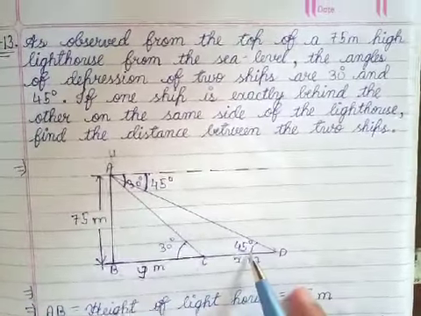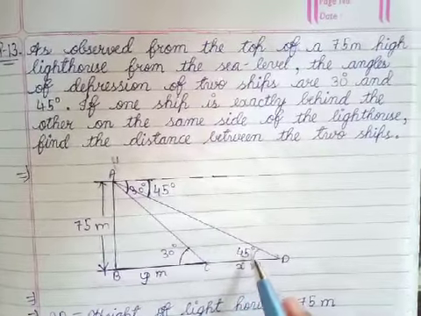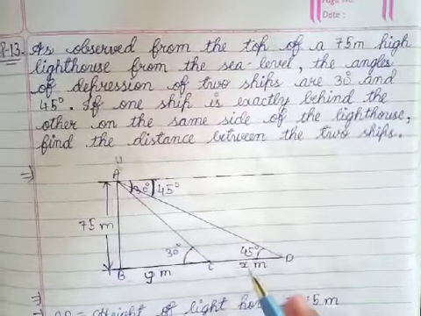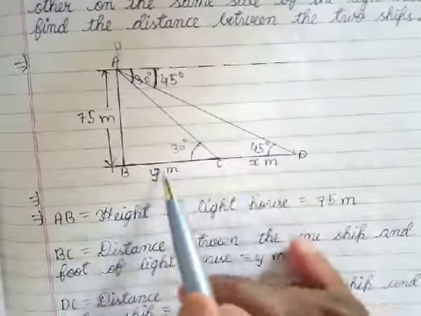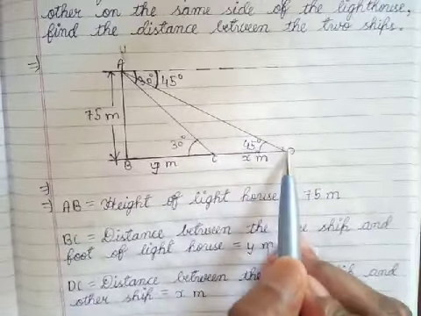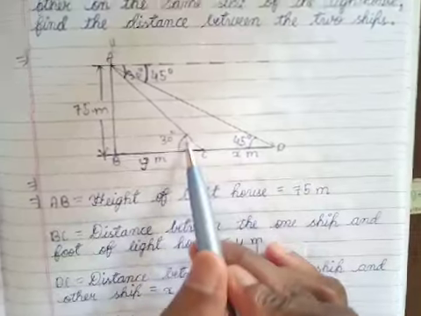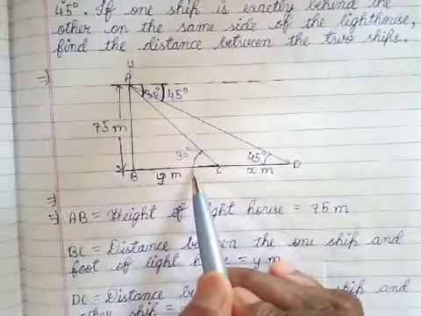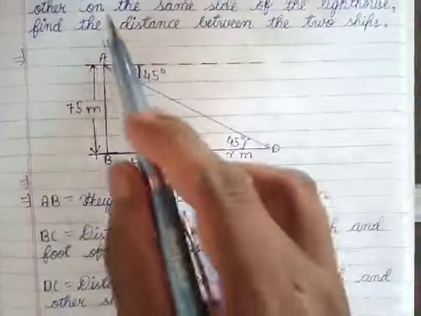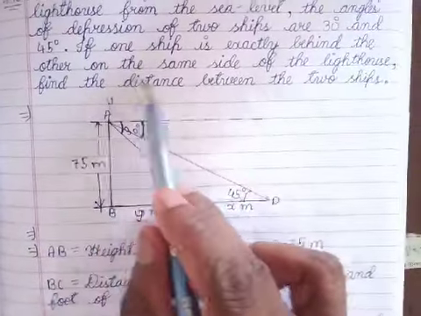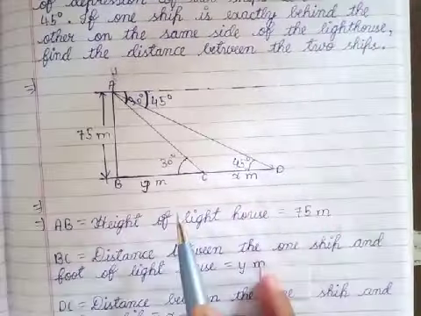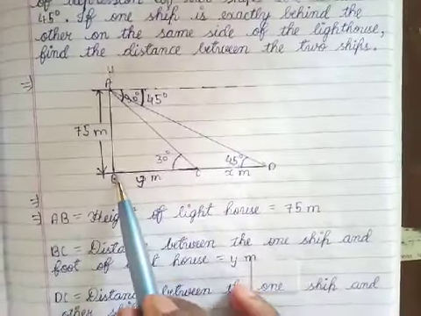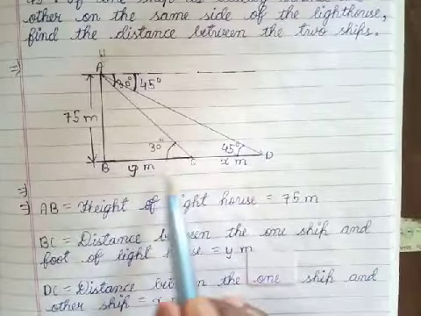When the distance is more, the angle of depression will be less. When the angle of depression is more, the distance will be less. So we see that here the angle is 45 degrees, so BD is more and BC is less. If one ship is exactly behind the other on the same side of the lighthouse, find the distance between the two ships. You have to find the distance between the two ships, which means you have to find the distance between B and C.